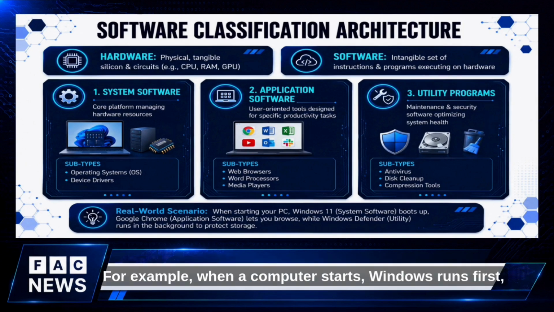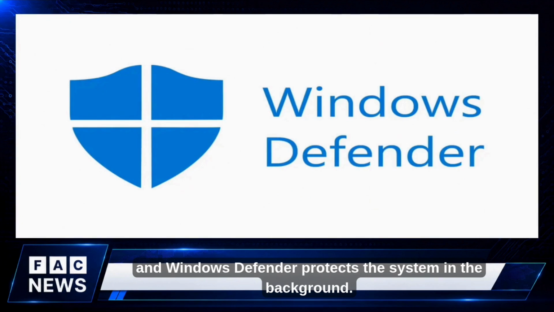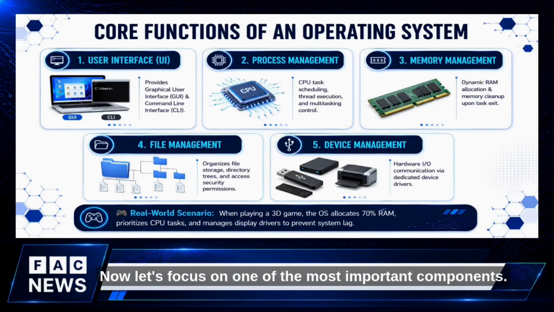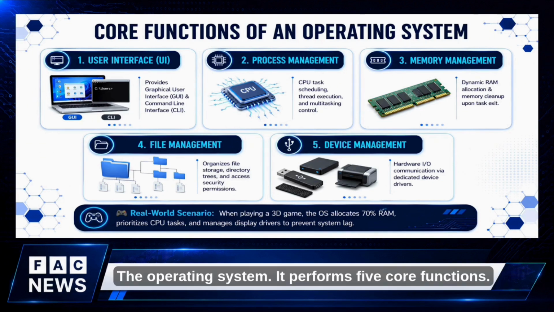For example, when a computer starts, Windows loads first, Chrome is used for browsing, and Windows Defender protects the system in the background. Now let's focus on one of the most important components, the operating system. It performs 5 core functions.